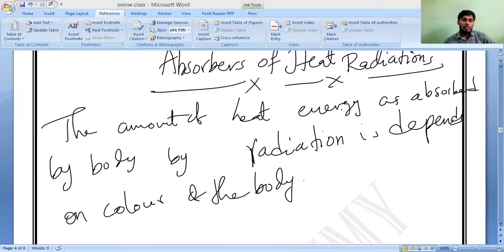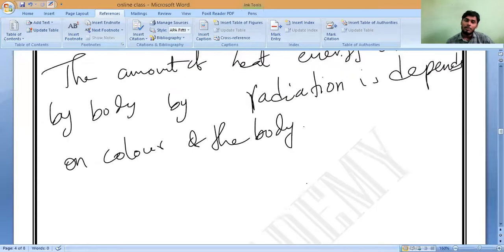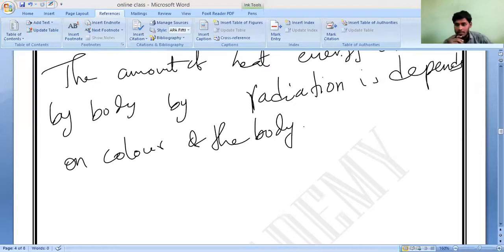So, the amount of heat which an object can absorb by radiation depends on what? The color of the body. You can see that objects having dark colors, remember, dark means thick colors, like black, absorb more heat radiations than the objects having light colors. Do you understand it?